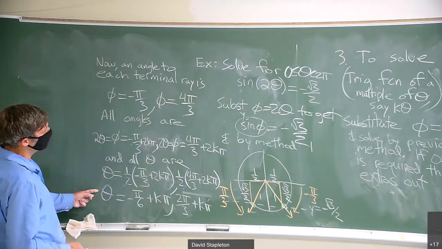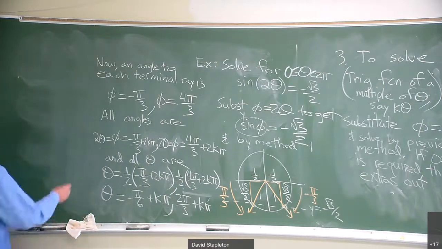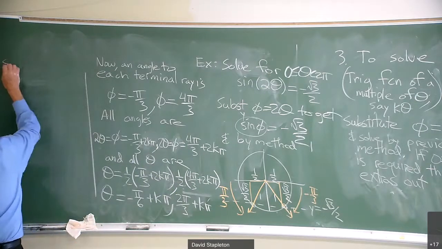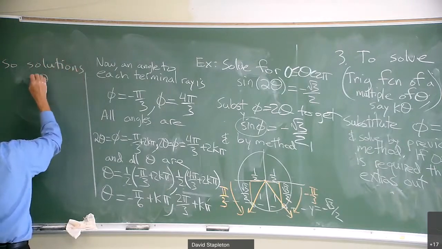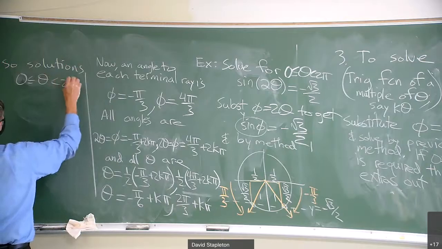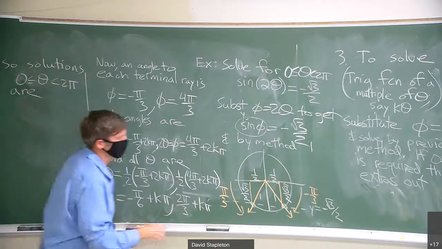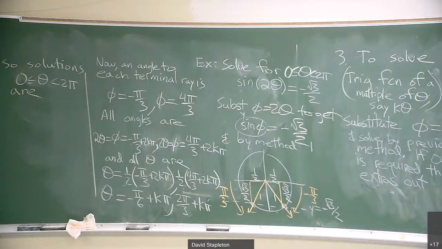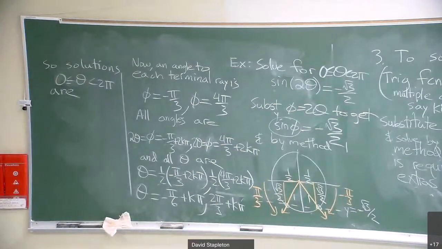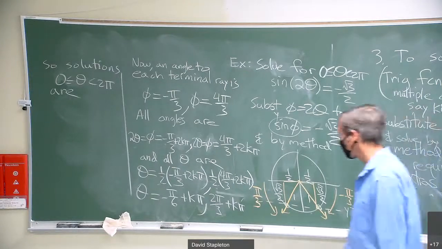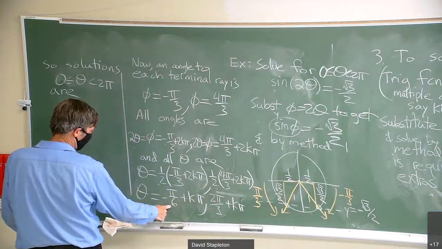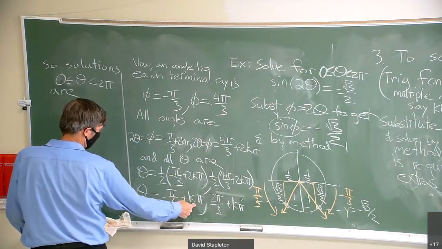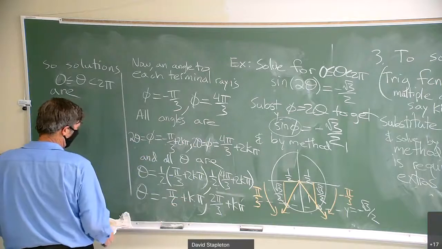Oh, wait a minute. One more step. We want a theta between 0 and 2 pi. So solutions theta between 0 and 2 pi are gotten by choosing all k values that make it work. Starting with the first one, I try k equals 0 and I get minus pi over 6. Wait a minute, that's negative. k equals 0 doesn't work. If I choose k equals minus 1, it's even more negative. That won't work. I have to start going positive.